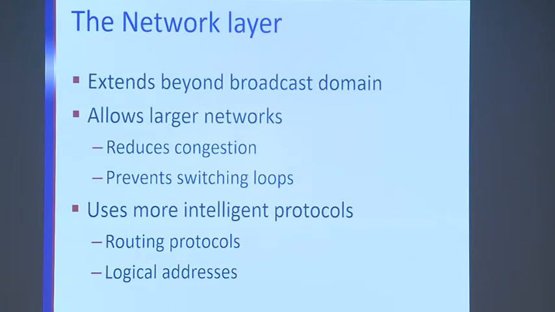As we move up to the network layer, we're looking at your IP addresses. This is going to be over on the router itself. At the network layer, this is allowing our larger networks. It's going to reduce our congestion because the routing protocols give us the ability to find the fastest, least congested route to route our information through. And we prevent loops from occurring. So why would I want to prevent a loop from occurring?